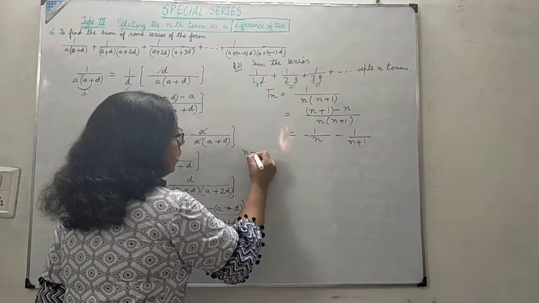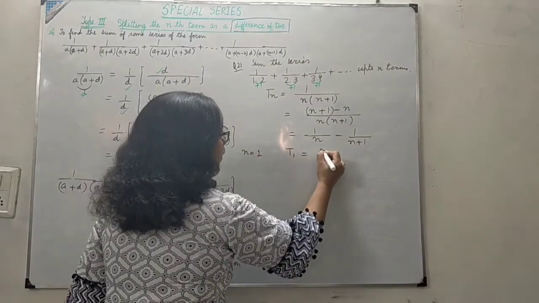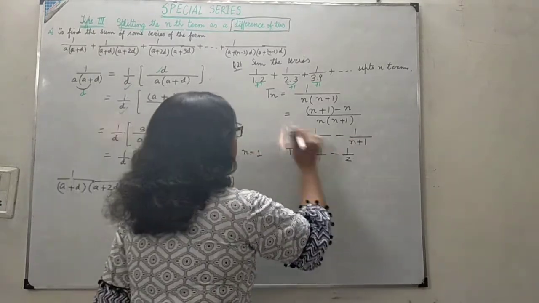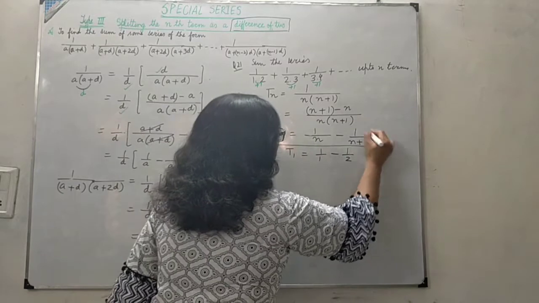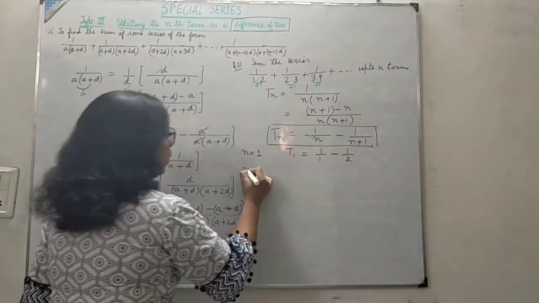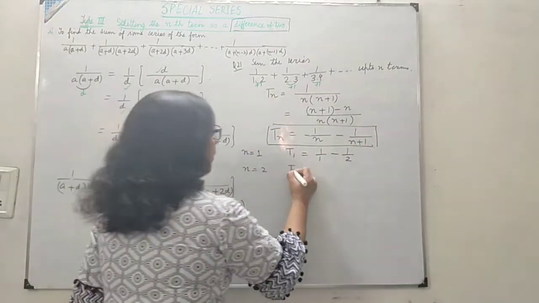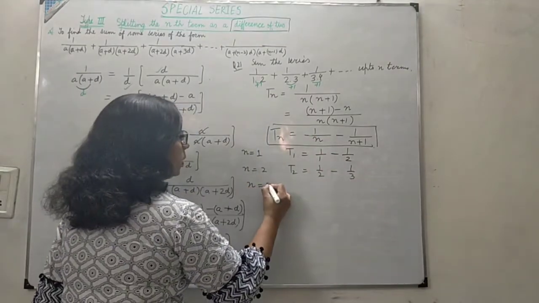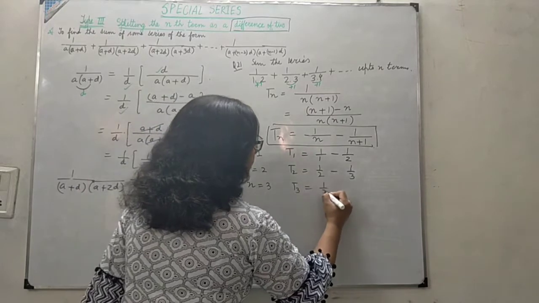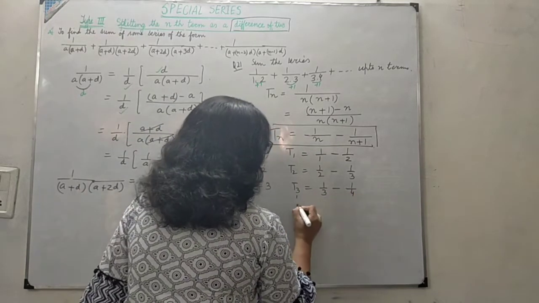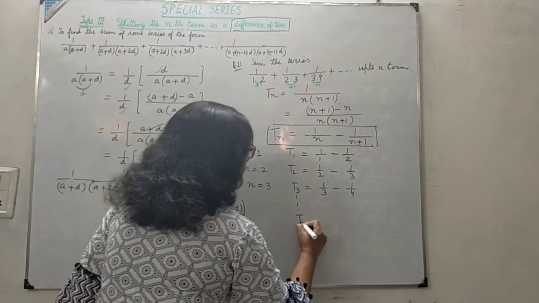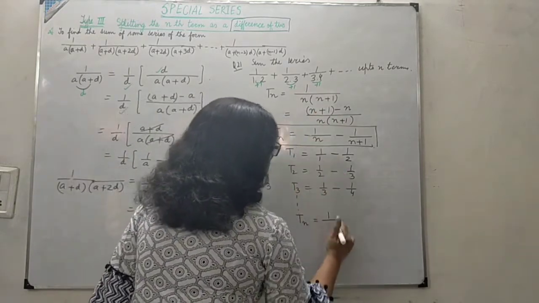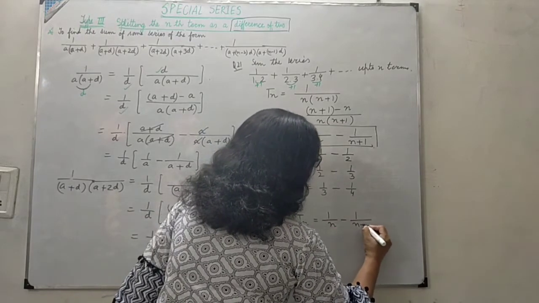Now if I substitute n as 1, T1 will become 1 by 1 minus 1 by 2. Just replace n by 1 in this general term Tn. Now n as 2, then T2 will become 1 by 2 minus 1 by 3. Then n as 3, T3 will become 1 by 3 minus 1 by 4, and it will go on. The last term which I need, Tn, is 1 upon n minus 1 upon n plus 1.